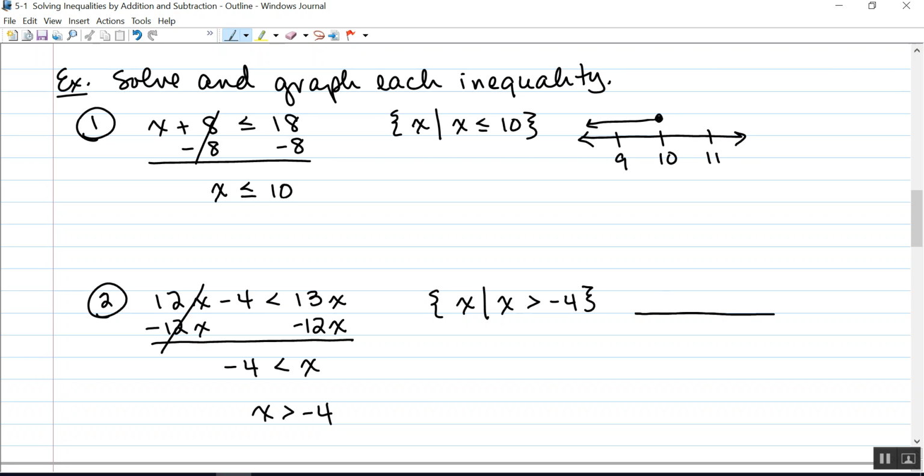And I'll draw my number line with negative 4, negative 3 to the right, negative 5 to the left. Since it's a greater than and not an or equal to, I'll do an open circle, and this one will be heading towards the right.